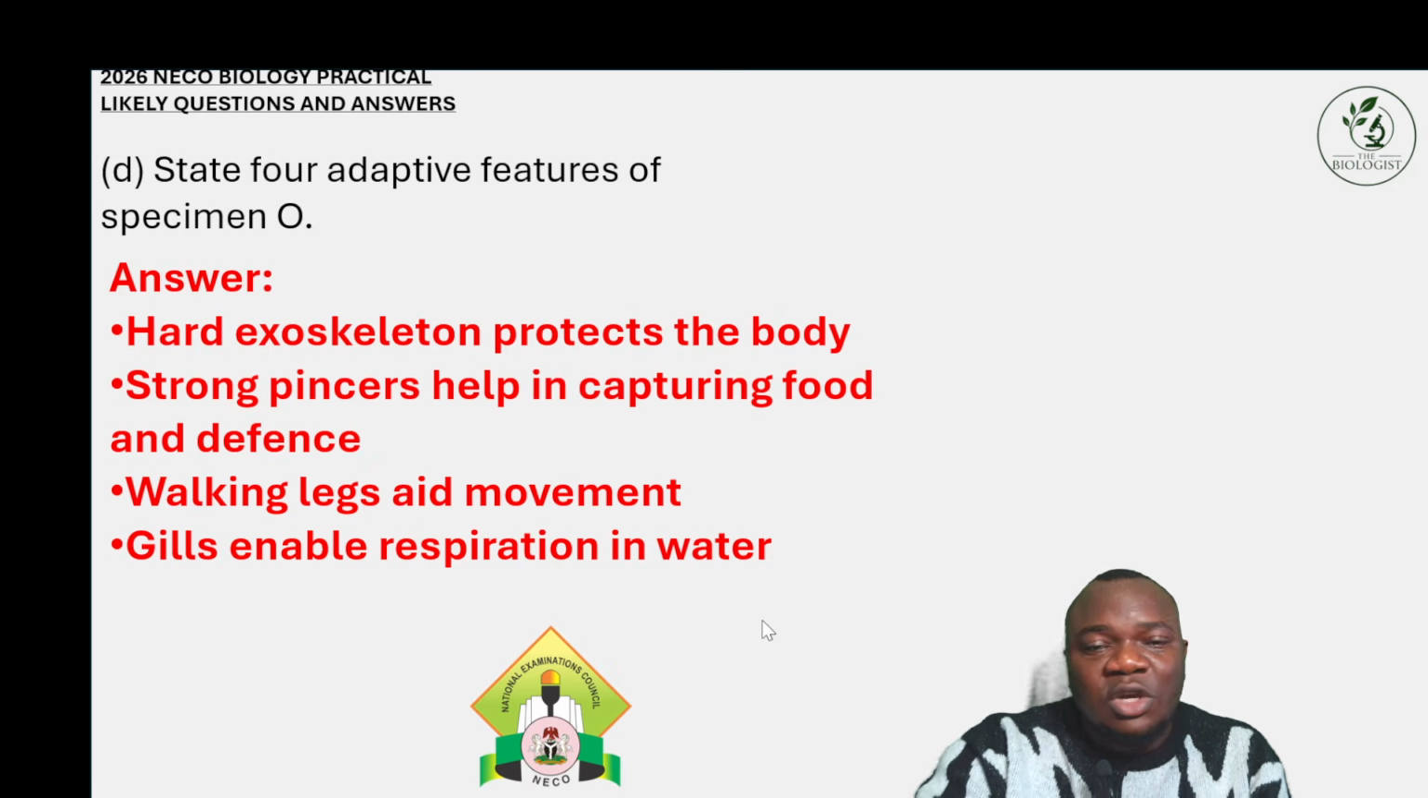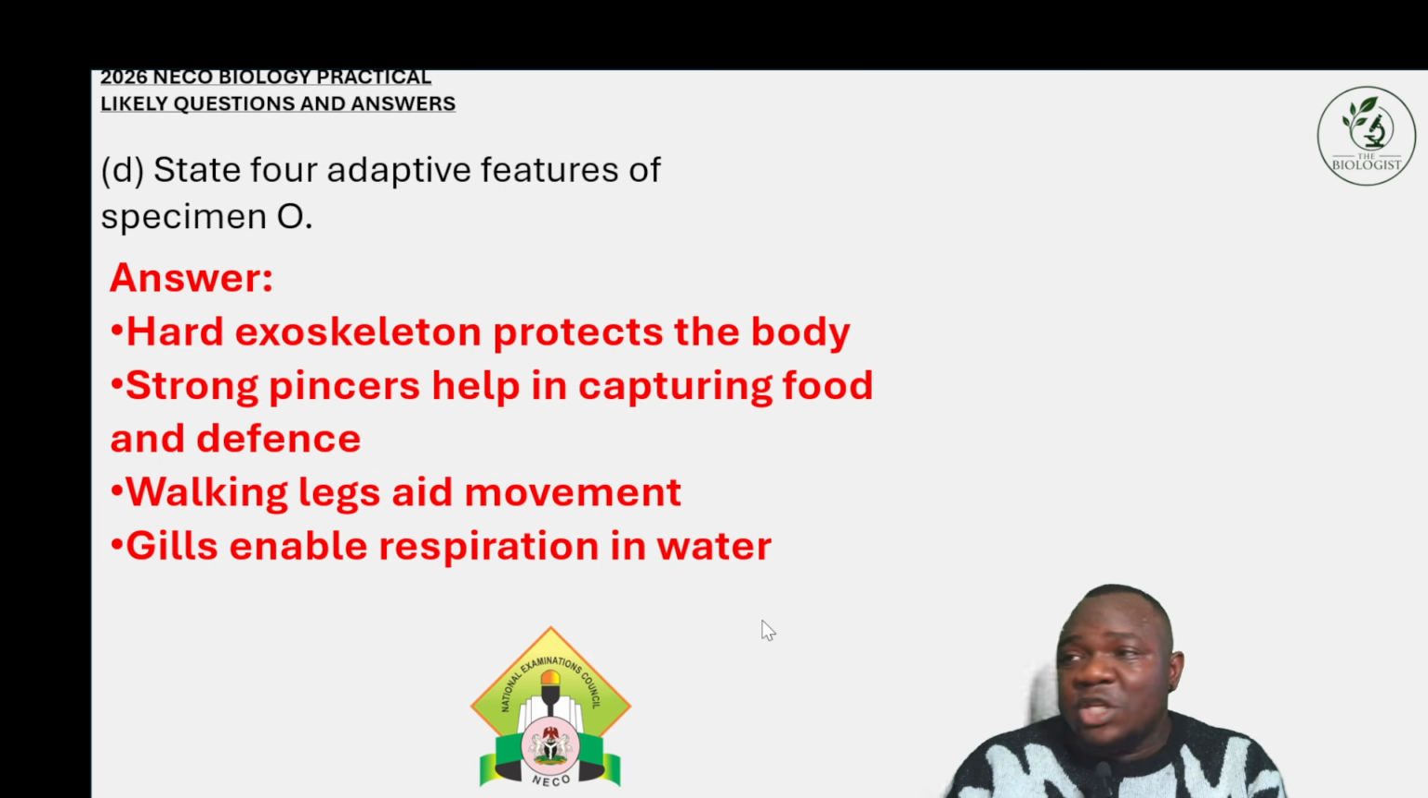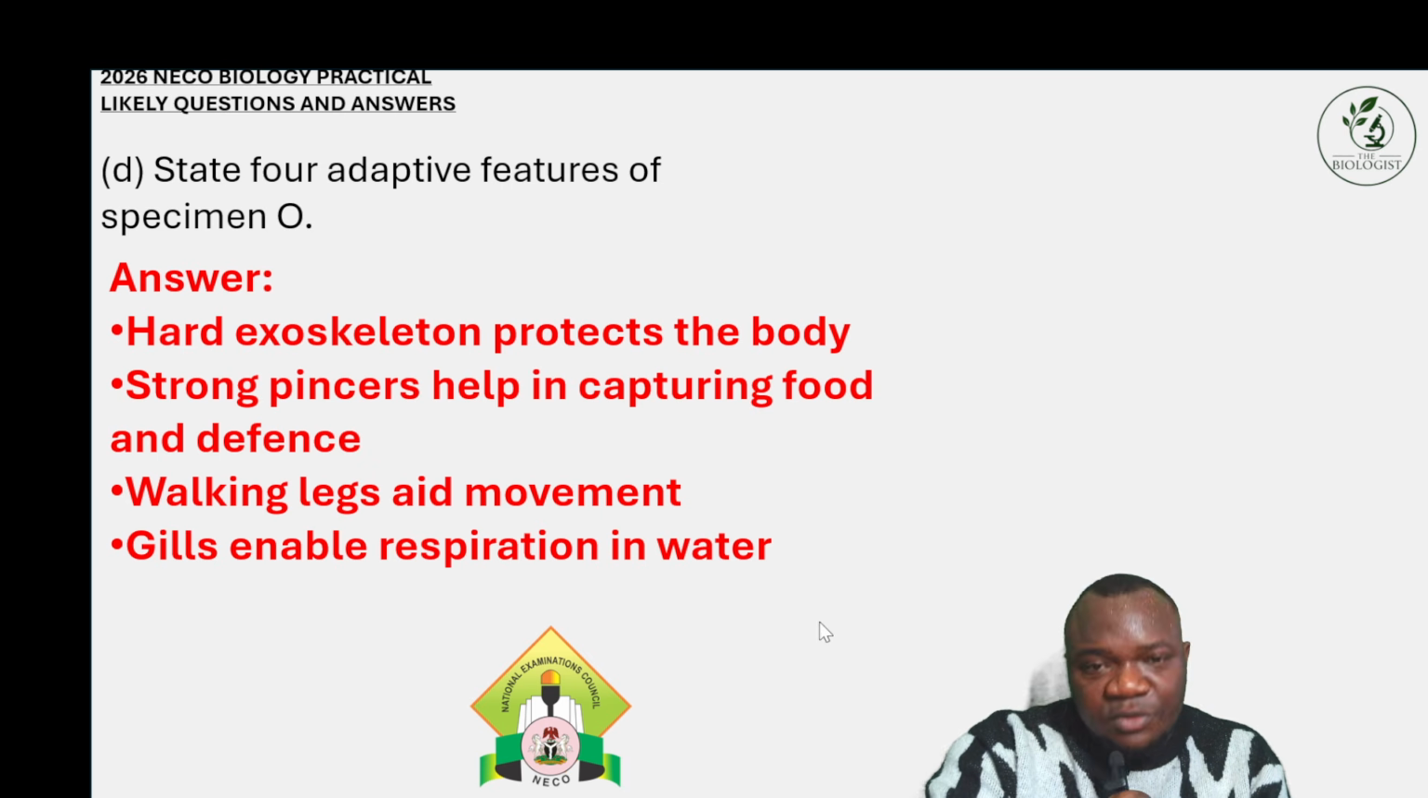You can say they have walking legs that make them stay on land, and they have gills that make them respire inside the water. So it's very important.